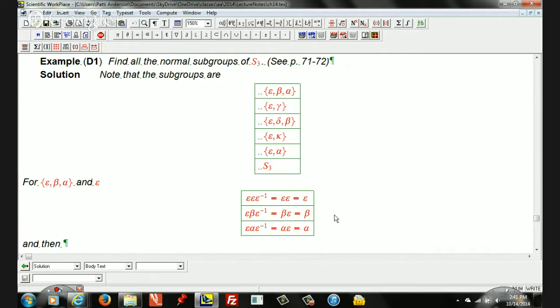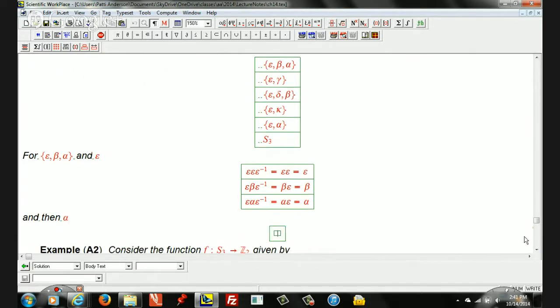For instead of epsilon, what's the next one? Alpha. We'll look at alpha in our group of S3. So I'm going to do the same thing. We're going to have alpha epsilon alpha inverse. Anything that has epsilon in there is always going to work, right? Because epsilon turns into alpha, and then you have alpha alpha inverse, which is just the identity, which is in your subgroup.